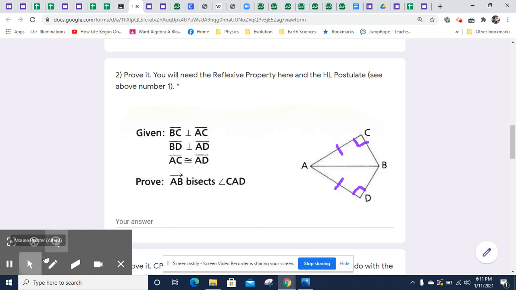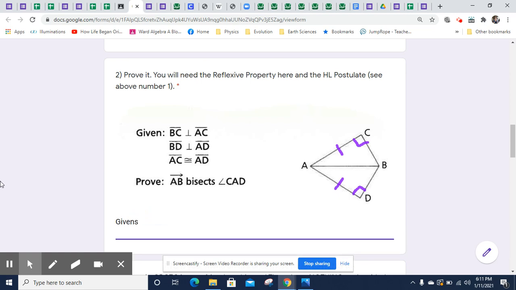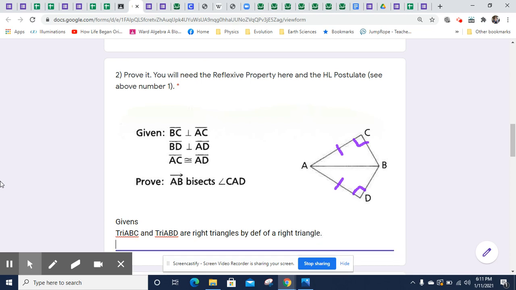All right, so let's do the givens. Then we can say triangle ABC and triangle ABD are right triangles by definition of a right triangle. They both have a right angle in them. Now we can say that AB is congruent to AB by reflexive property.